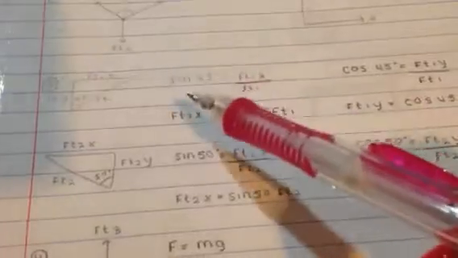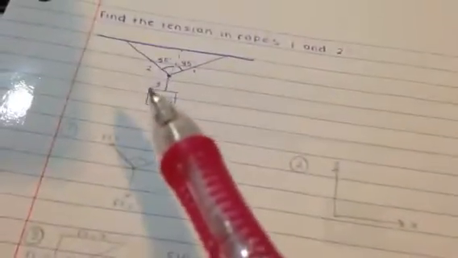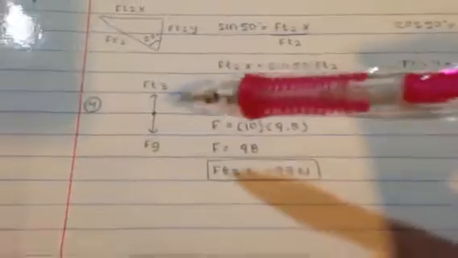Then you have to separate both this and this one, and you have to find each side using SOHCAHTOA. So you find the sine and the cosine, and you'll find FT1x and FT1y, and then you do the same for the other triangle, and you're going to find the 2 sides of each triangle.